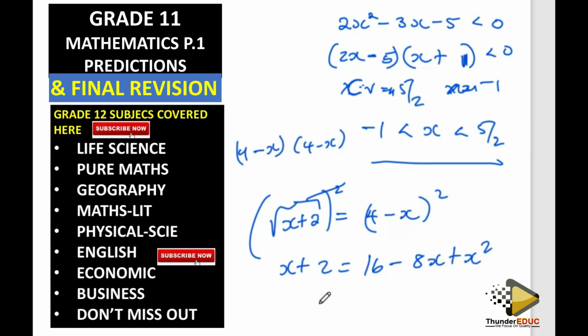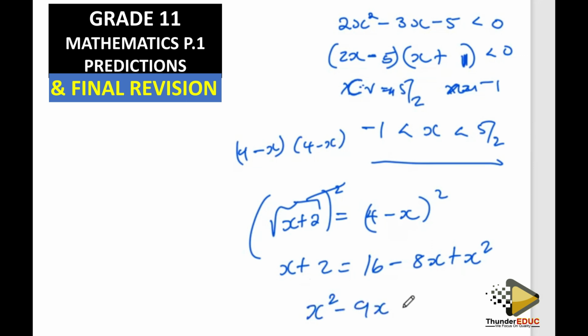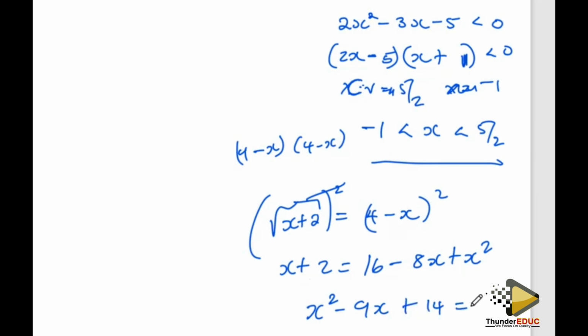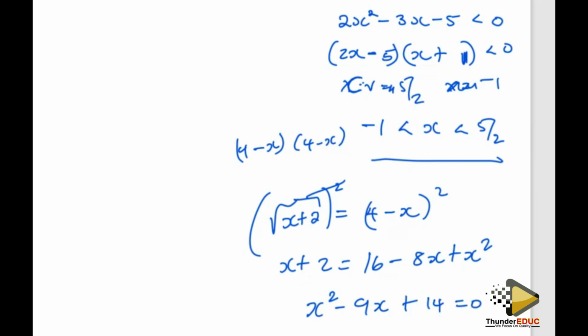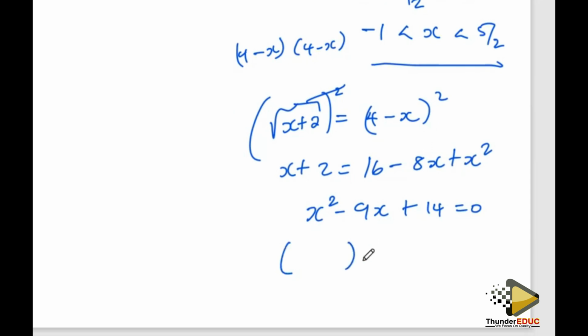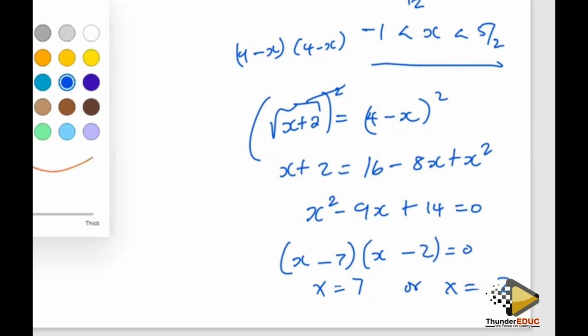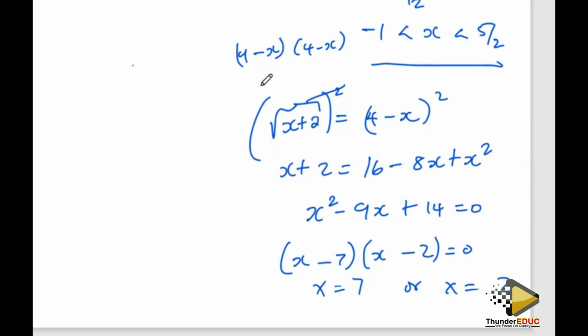Move everything to one side. I'll have x squared minus 9x plus 14 is equal to 0. I can use my quadratic formula or the factors. I have x and x, and I'll have 7 and a 2. When I simplify this, x is either 7 or x is basically a positive 2. Now, remember we said, for as long as it's this kind of question, we do not stop at that. We need to go back and test.